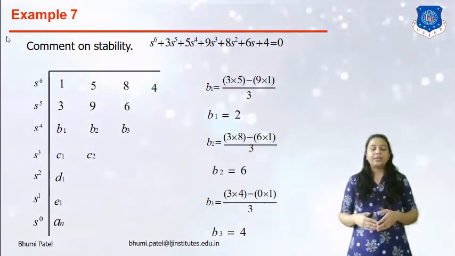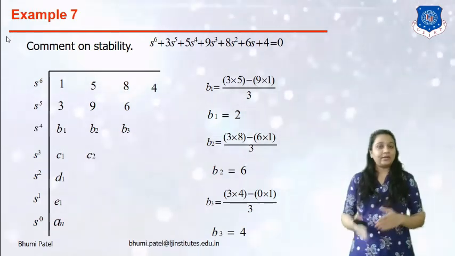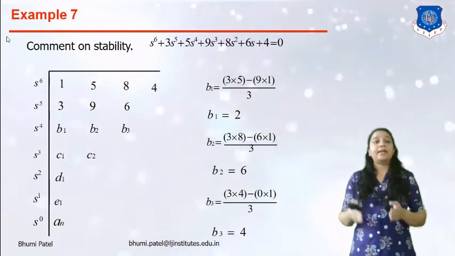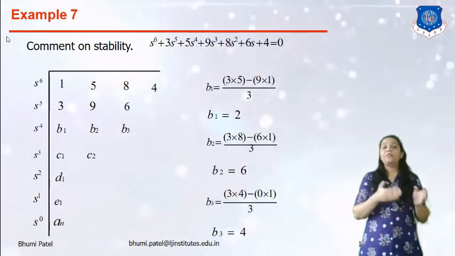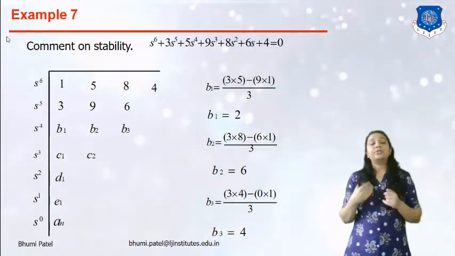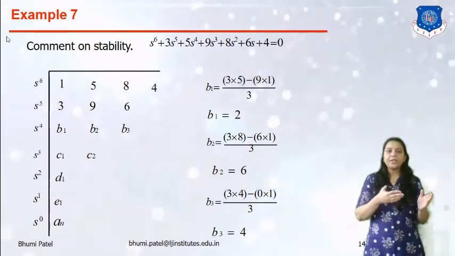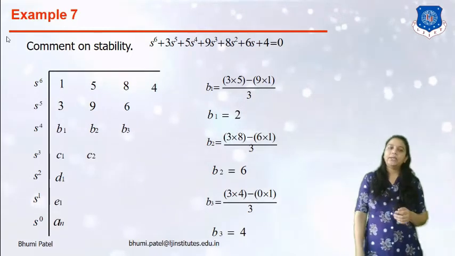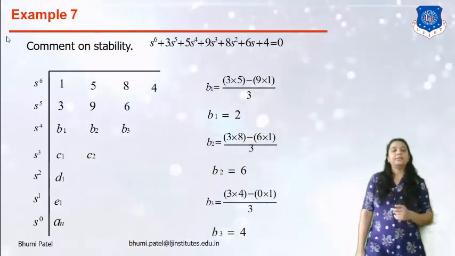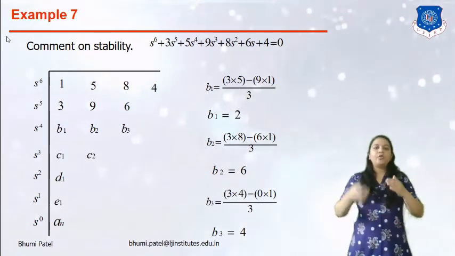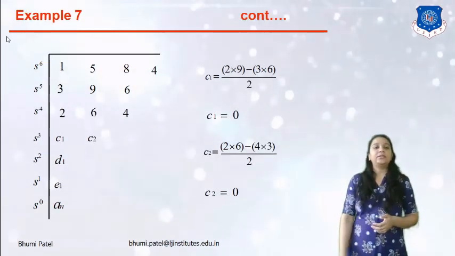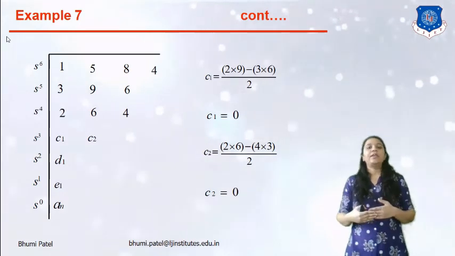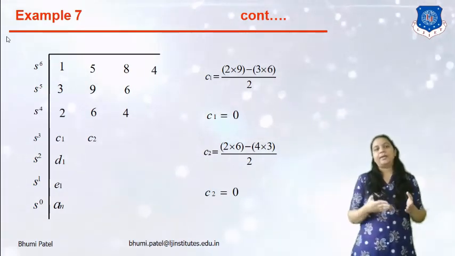Now for b3 we do not consider the first and second column; we consider the first and the last column. So the equation will become 3 into 4 minus 0 into 1 divided by 3. So we get b3 is equal to 3. Put the values of b1, b2 and b3 in this table: 2, 6, 4. Now the next step is to find the values of C1 and C2.